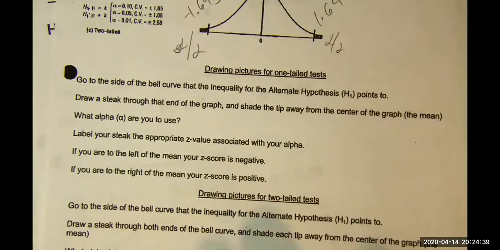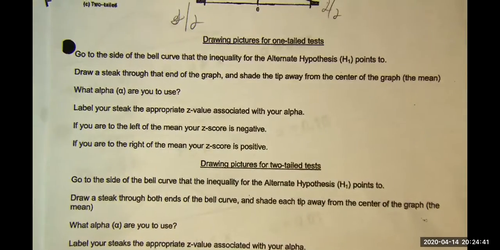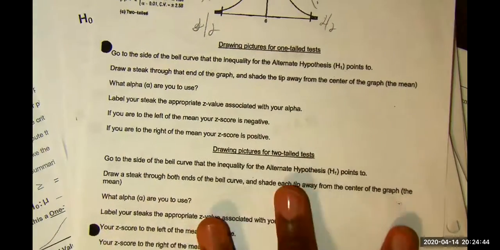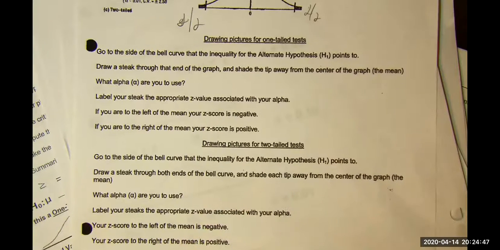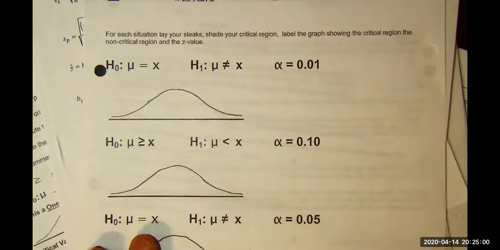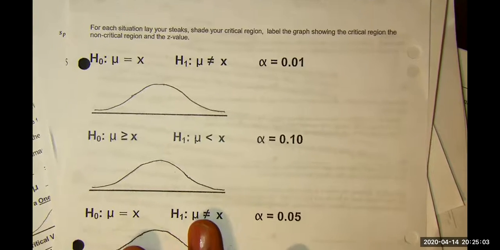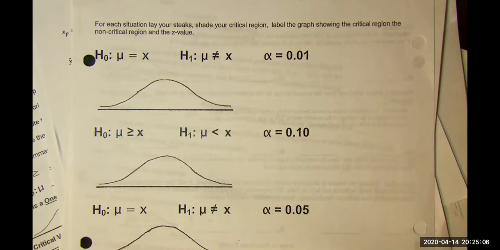Okay, and I'm gonna walk you through 3 examples. If you wanna look at this, fine, but the next thing and the last thing from this video 3, I'm going to walk you through examples where you're actually graphing and plotting and calculating those data points. So here we go. I suggest maybe work through some of these and then try some on your own. Lay your stakes, shade your critical region, label the graph showing the critical region, the non-critical region, and the z-value. So let's start off here.